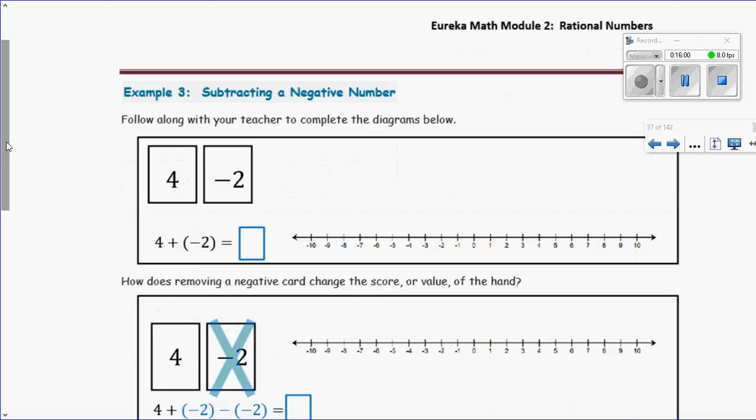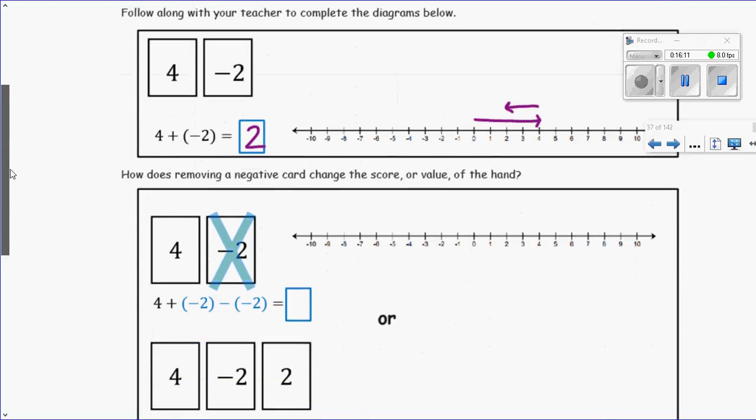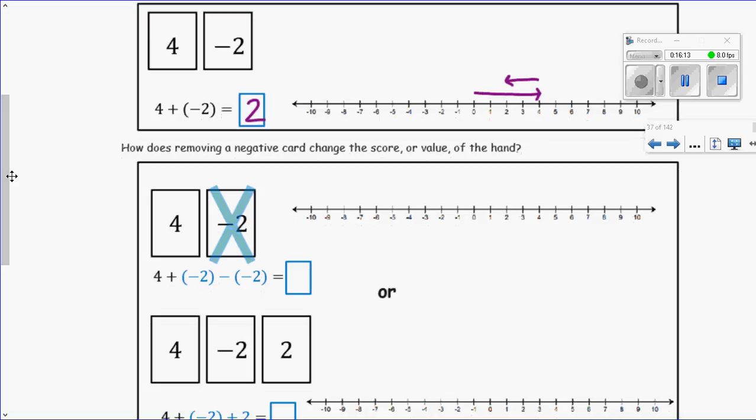Okay, what if I have a positive 4 and a negative 2? So 4 to the right, 2 to the left, I end up at positive 2. Now what if I show taking away that 2? This will be very interesting. If I take away that 2, look at that, I just end up at 4. That's it.